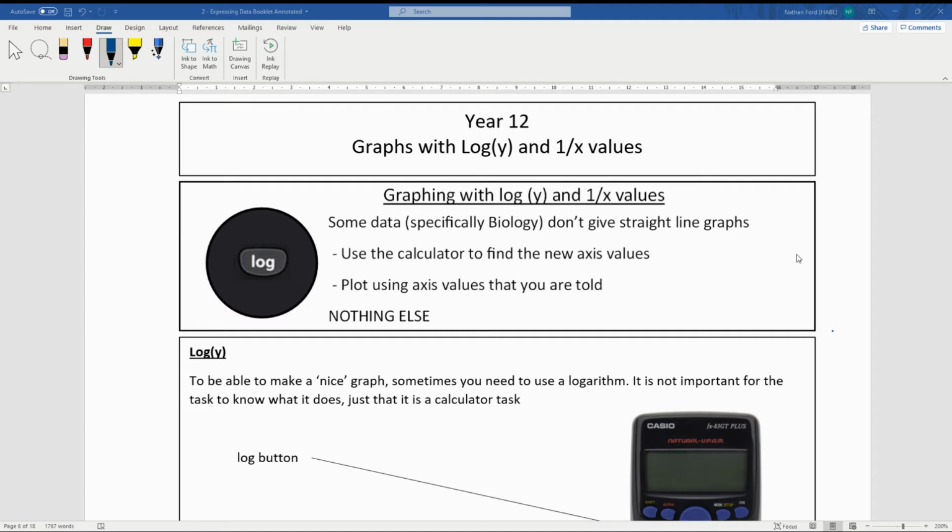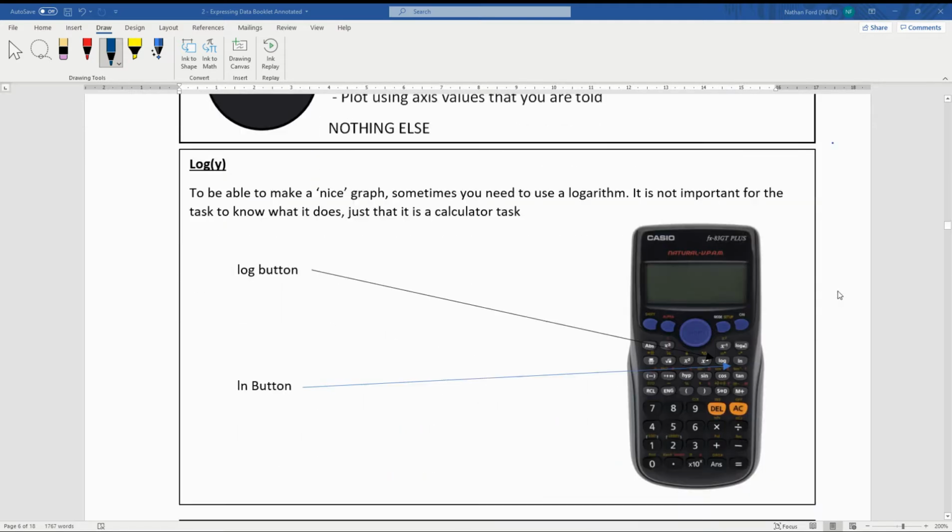Okay, so very quickly, a logarithm is very good because the way it's built is that it turns an exponential graph or something like a growth graph into a linear graph. And a 1 on x will turn reciprocal values into a linear graph. But luckily, your tests are going to tell you what you need to type into your calculator. So first off, let's look at what most of your calculators look like.